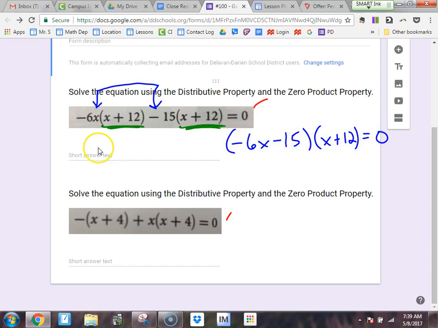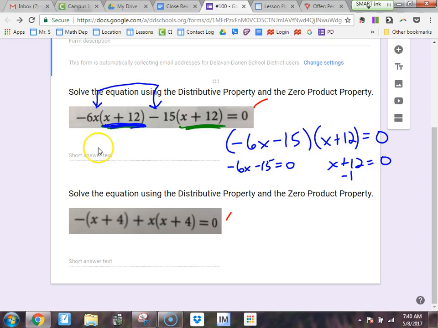Yes, Frank? One of the x plus 12s. I just rewrite one of them. Yep. So now I'm going to set negative 6x minus 15 equal to 0, and x plus 12 equal to 0. Much like I did in 20.3a, solve each one of these and then I'm done.